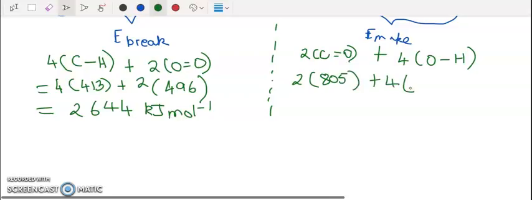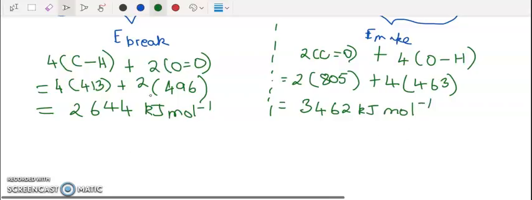And on this side, when we plug in the values, this is going to be 805 plus 4 times 463. And so, once we calculate this, it's going to give 3462 kilojoules per mole.